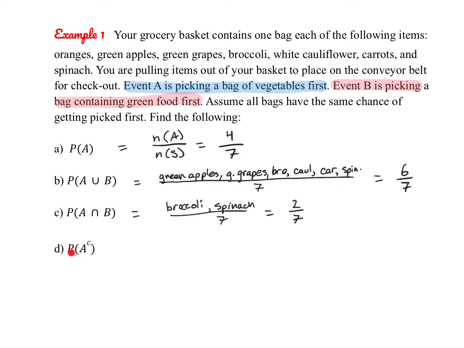And then last, let's find the probability of the complement of A. So if event A is picking a bag of vegetables, the complement of A would be picking a bag that is not a vegetable. So that would include the oranges, the apples, the grapes, and the rest are vegetables. So that gives us a probability of 3 out of 7. So 3 out of the 7 things are not vegetables.